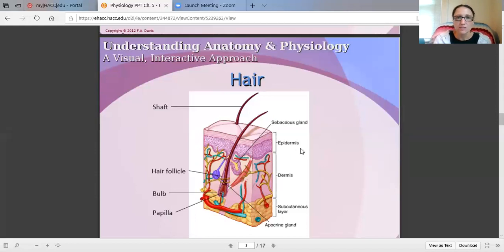And I think that's all I want to mention about the structure of hair at the moment. We'll get into glands, like I said, in a different video. I want to talk more about those, but not here.